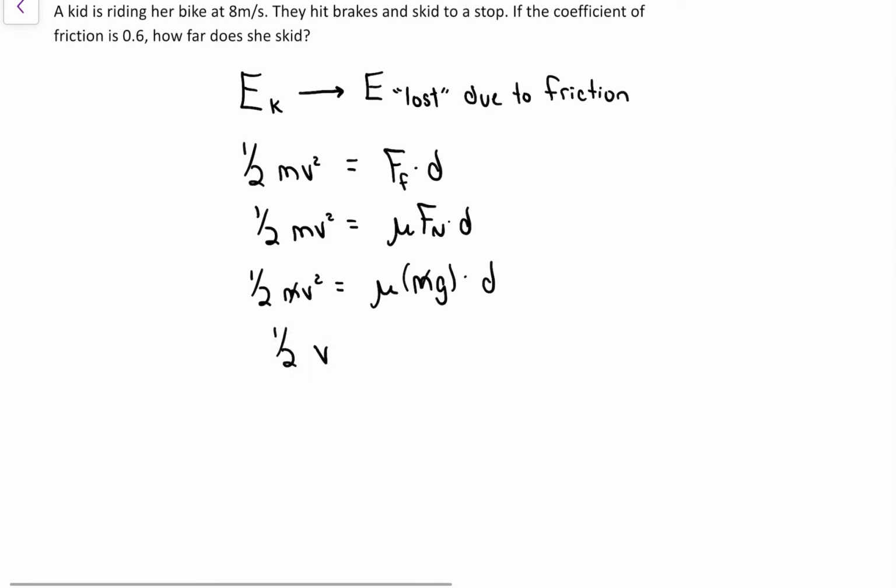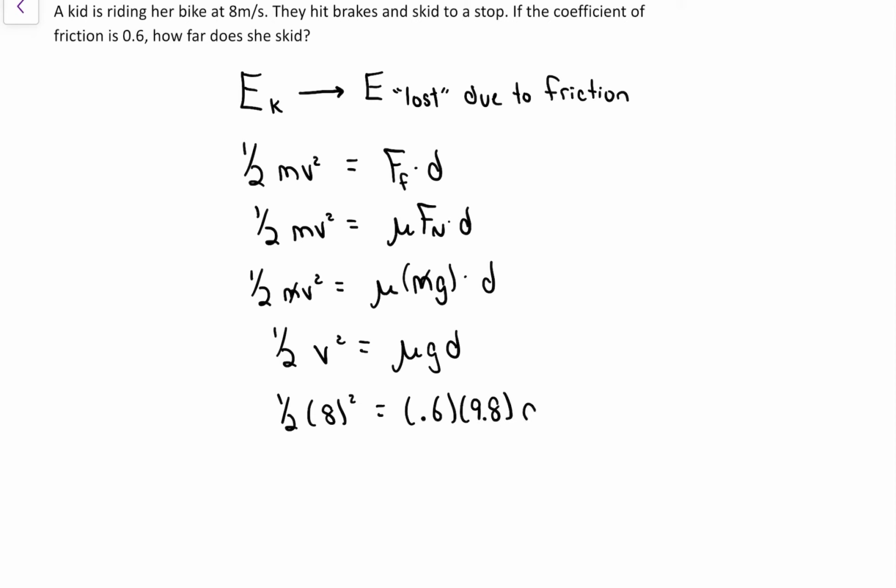We get 1/2 v squared equals mu g d. From energy, that connects the initial speed of the biker before they started the skid to how far the kid's going to skid, connected to the coefficient of friction. For the way I've worded this example, we know the speed of the biker. I made up a number of 8. We know the mu. I made up a number of 0.6. G is always 9.8. We can solve that for the d. You can verify on your calculators, but I get 5.4.